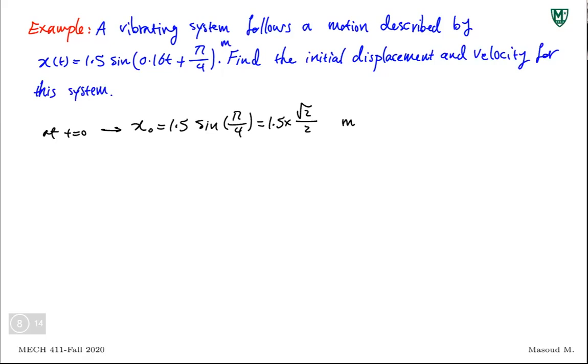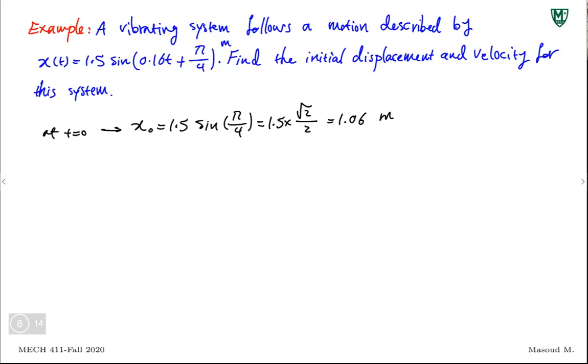Let me see if I have my calculator. We can just calculate that right now. So 1.5 times square root of 2 divided by 2. This gives me, let me see, 1.5 times sine pi over 4. Yeah, so this gives me, so I can write in front of it, 1.06 meter. That's the initial displacement. Right?